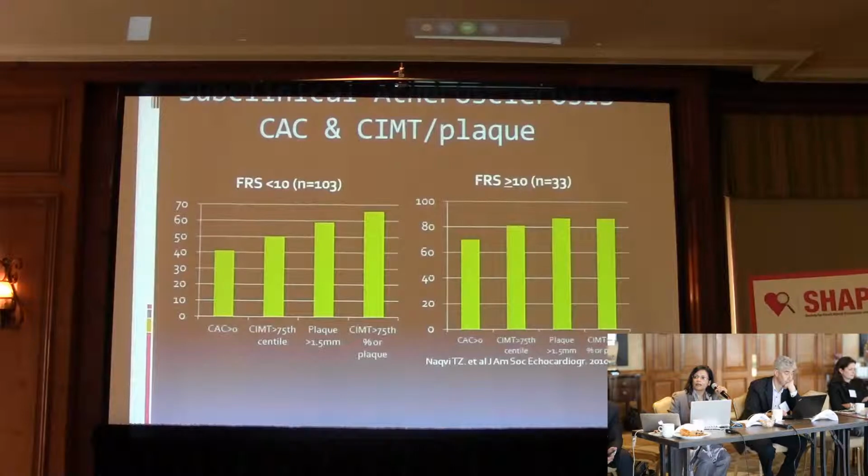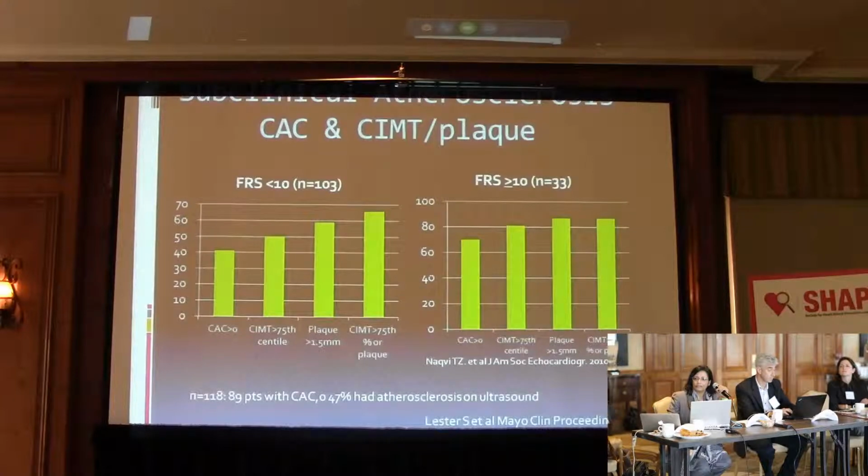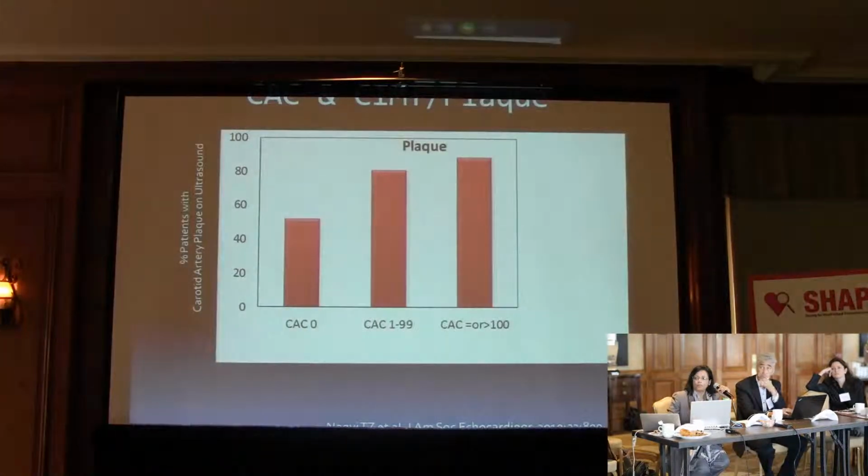Obviously, if your Framingham risk is higher, then across the board, if you were to look at CAC of more than 0, or CIMT of more than the 75th percentile, plaque alone, or a combined CIMT of more than 75th percentile and plaque, about 85 to 90% of people have disease. But more disease was found by ultrasound than by coronary calcification in this relatively younger cohort. And interestingly, amongst the patients with coronary calcium of 0, almost half had plaque on ultrasound. And this is not just our finding, this is a finding from other studies as well that I'm just going to share with you very briefly.